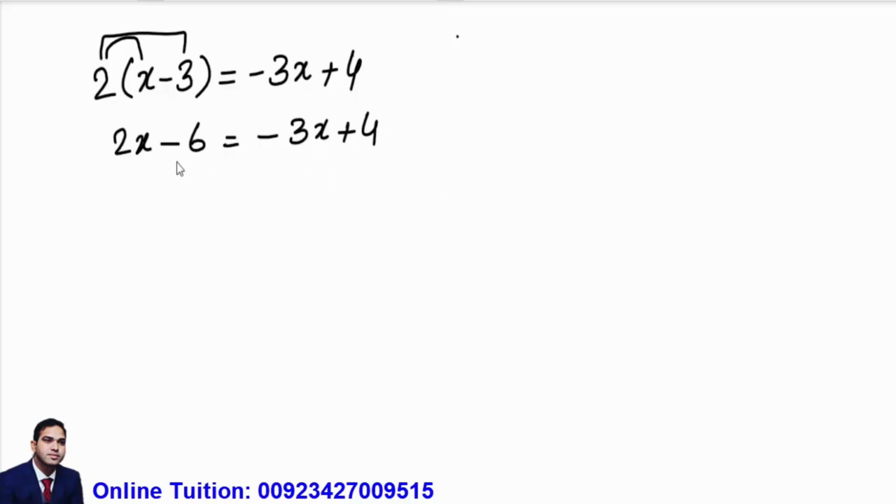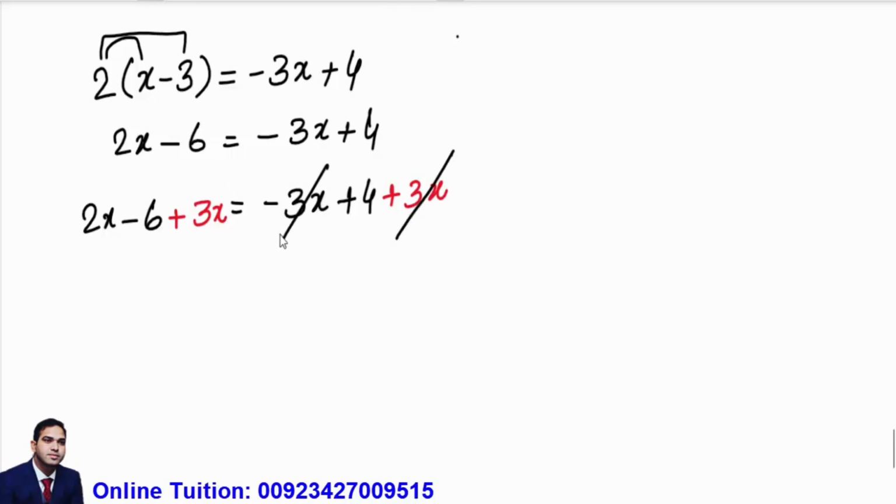This is negative 3x, this is positive 3x, so we will remove x from this side to find the answer of x. And for this we have to add 3x on both sides. Let's see how. Negative 3x plus 4 adding 3x. Okay, now this is 2x, negative 6, and also add 3x on this side because this is removed. We have to find the x, so this is removed, and after that we have 4 over here.